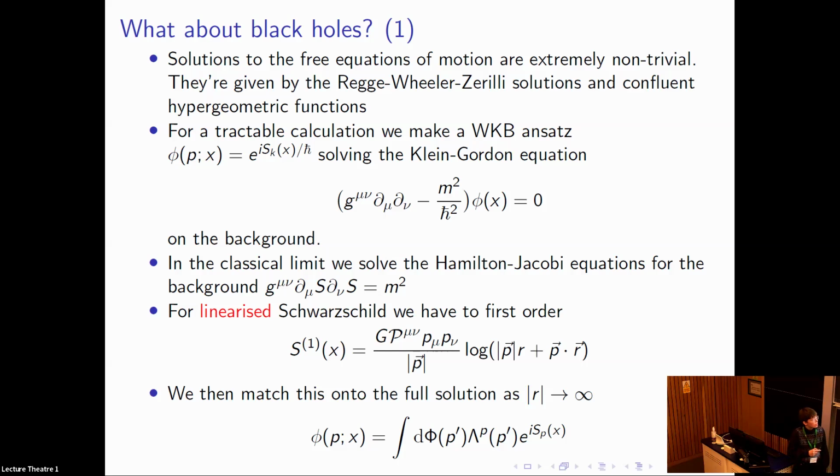So this is Schwarzschild. And then in the classical limit, we just solve the Hamilton-Jacobi equation for the background like this. And for example, in linearized Schwarzschild to first order in G, this is the solution that we get. And now in order to get the right asymptotic behavior of the solution, we make a weighted integral here in order to get the right geodesic motion, matching onto the actual solution at R going to infinity. So this is so that we can reconstruct the actual solutions using simpler objects.